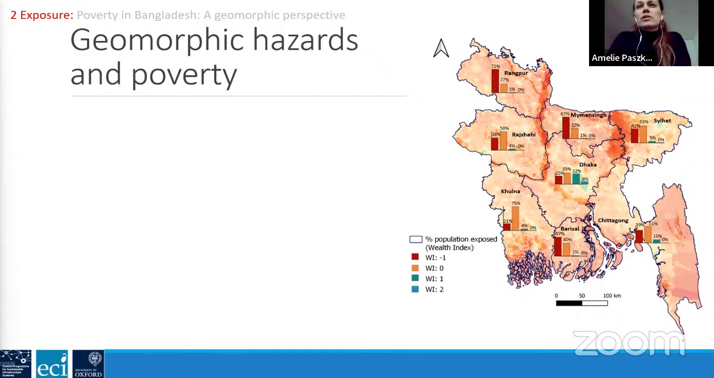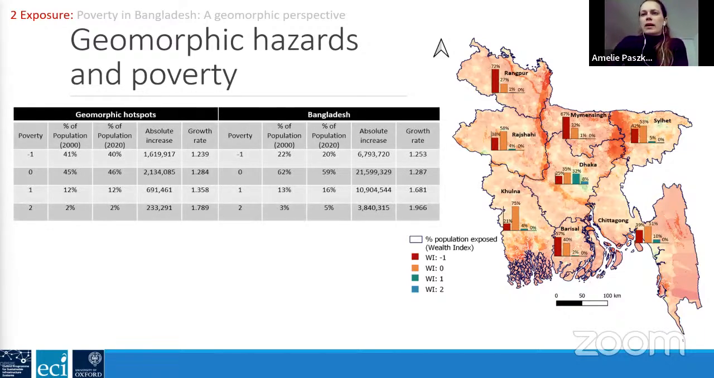And of the 22 million people that are exposed to geomorphic hazards in Bangladesh, 85% are living in poverty, so with a wealth index of less than 0, and 40% are living in extreme poverty. And when this is compared to Bangladesh overall, we can see that the extreme poverty quartile of -1 makes up 20 to 22% of the population in Bangladesh, whereas it's double that in the geomorphically hazardous areas. So this again reiterates the point that the poorest portion of the population is living in these geomorphically hazardous areas.